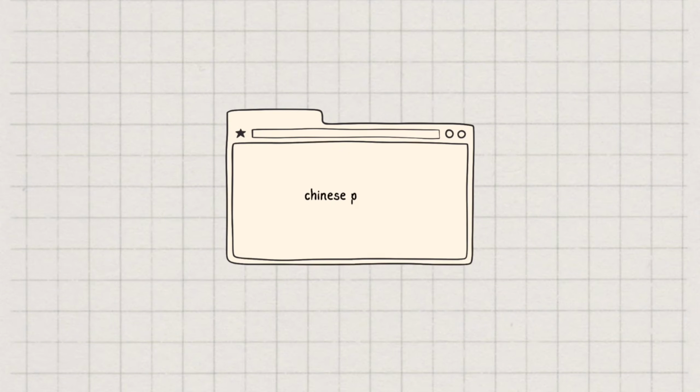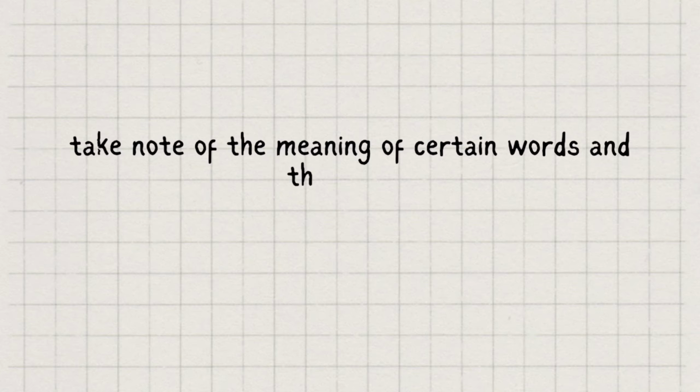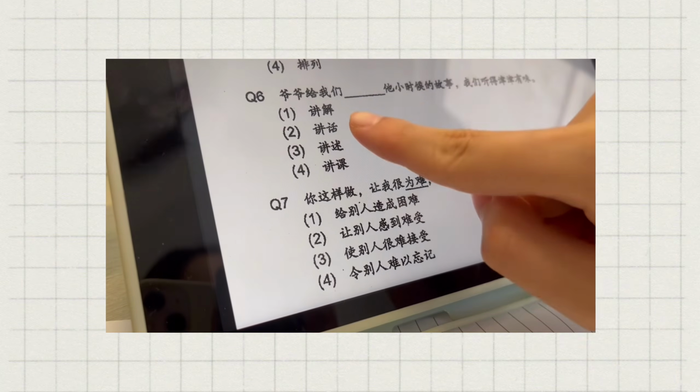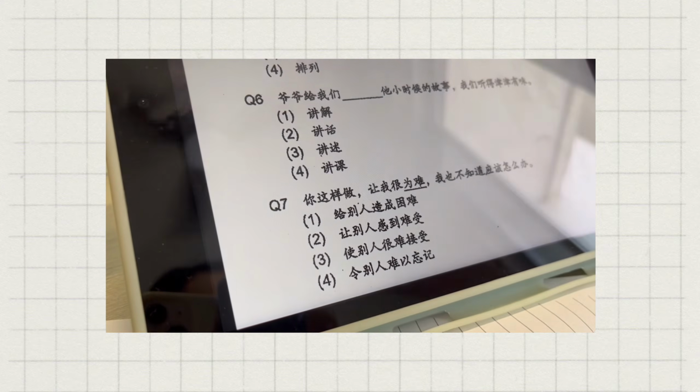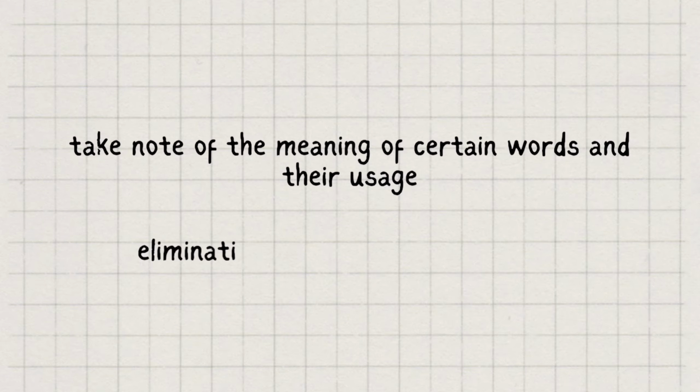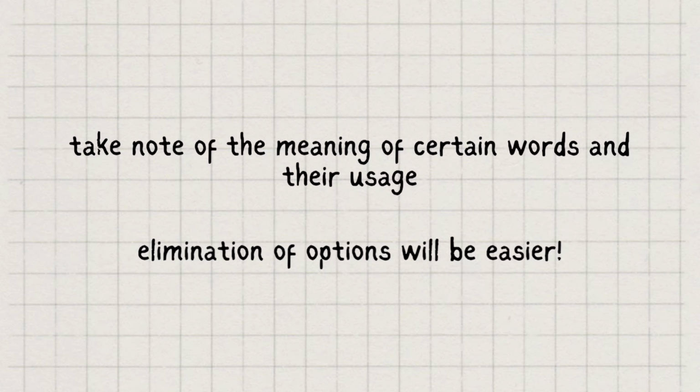With that, let's move on to Chinese paper 2. Now, similar to English, take note of the meaning of certain words and make sure that you remember them. You might find words with very similar meanings or that share similar words, and it's good to take note of how they're used in sentences so that you can eliminate them from the options given in certain sections of the paper.